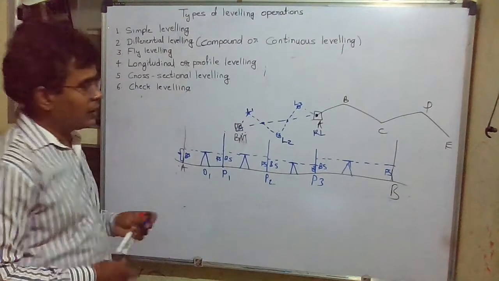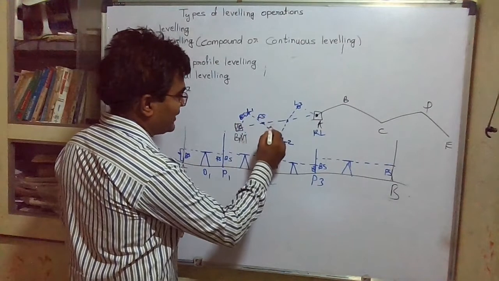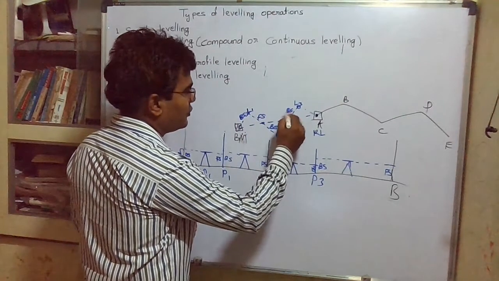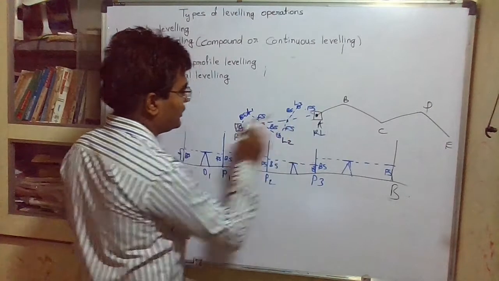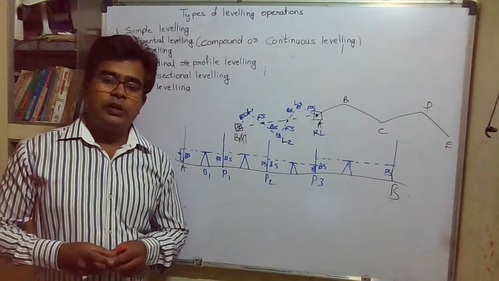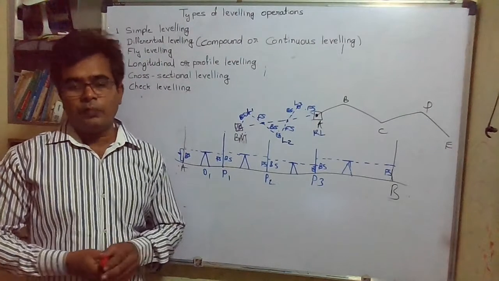Fly leveling: also we are taking only backside and foresight readings, because our ultimate aim is to determine the level difference between these two points to find out the RL of the new point. So here also we are only taking backside and foresight readings. So this operation is called fly leveling.